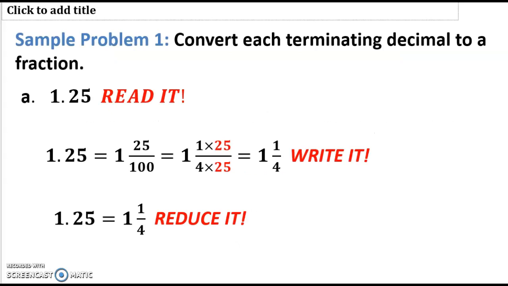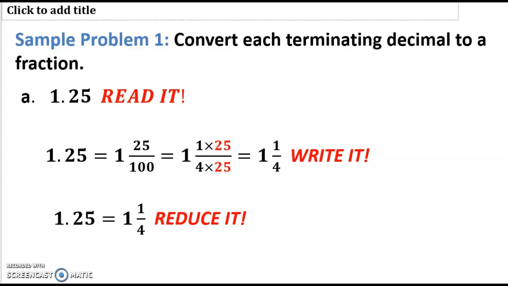If I ask you to take the terminating decimal 1.25 and change it to a fraction, the first step is to read it. Now, I don't mean read it like I just did, 1.25. I mean read it putting in the decimal place value. In other words, that decimal is really read 1 and 25 hundredths. So I read it to myself 1 and 25 hundredths, and then I write it that way, 1 and 25 hundredths. Notice how I wrote it, 25 over 100.